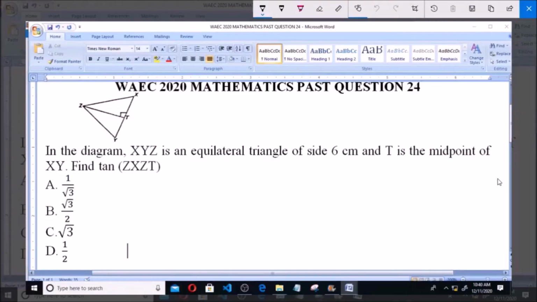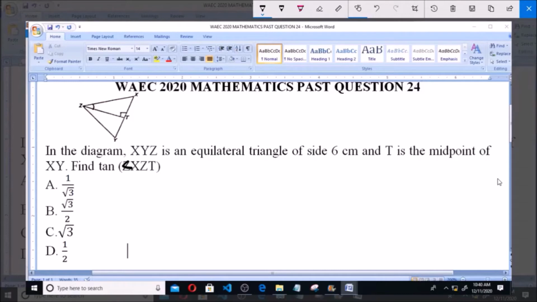I'll be answering WAEC 2020 Mathematics Past Question 24. In the diagram, XYZ is an equilateral triangle of side 6 cm and T is the midpoint of XY. Find tan angle XZT. So we are asked to find tan of this angle XZT.